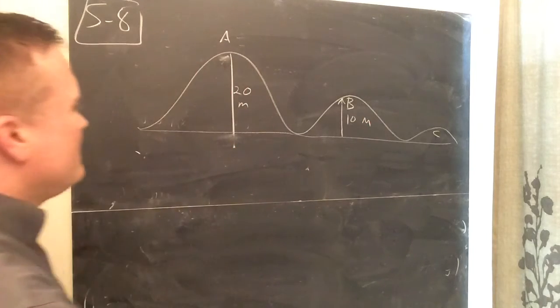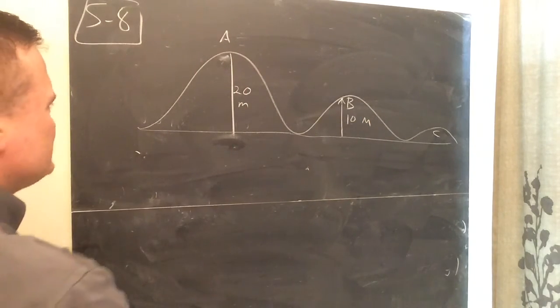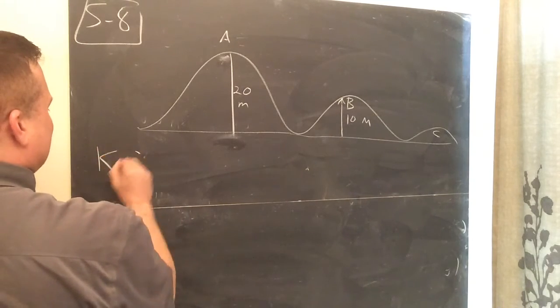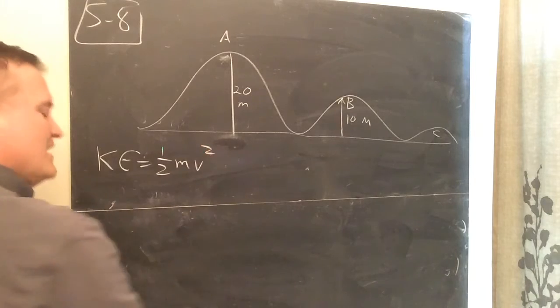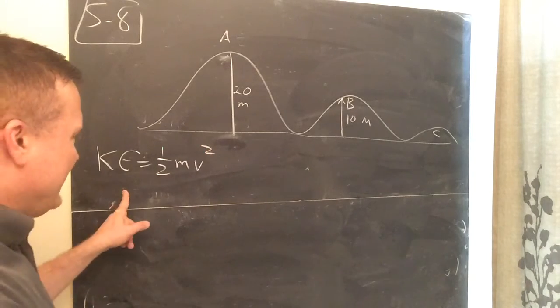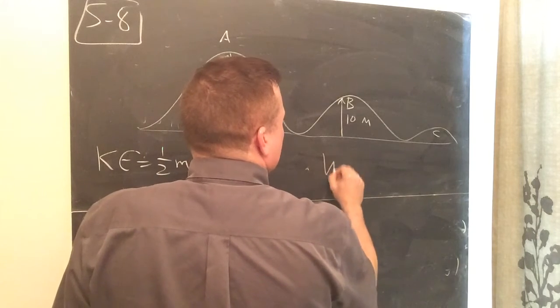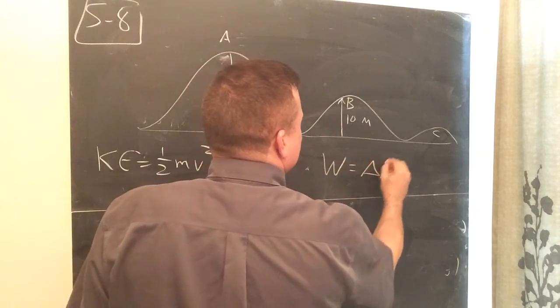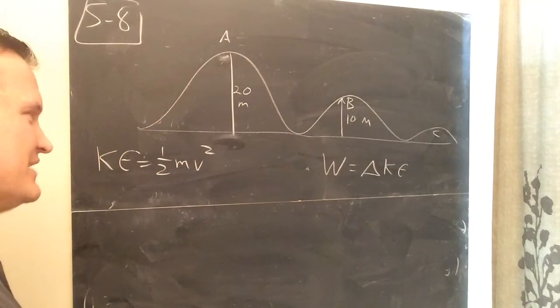Now, there's a couple of things that are kind of neat about this, and I just wanted to show you. There's one equation that talks about kinetic energy. It's 1/2 mv squared. By the way, you do need to know about that. That's another equation you should know. And you should know that the work done on an object is the change in kinetic energy. So it's kinetic energy final minus initial.